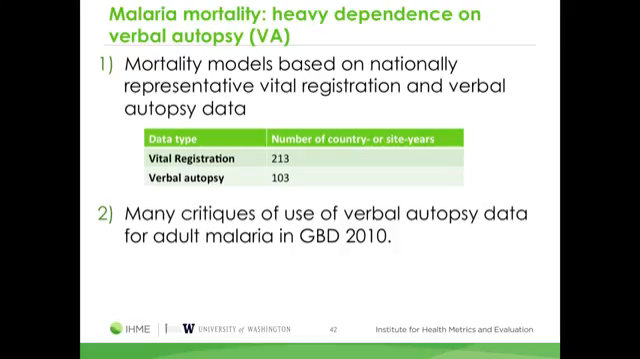So, the big problem with malaria is the use of verbal autopsy data to measure mortality in the places where there's a lot of malaria. And unfortunately, it's the only thing available. Every attempt to measure malaria mortality at some point in the process is using verbal autopsy data. And whether it's buried deep in the modeling or more explicit, there's lots of issues on verbal autopsy. So in the GBD 2010 analysis, there was a lot of critique, as I'm sure some of you in the malaria community are very well aware, of the sensitivity and specificity of verbal autopsy for malaria deaths, particularly in adults.